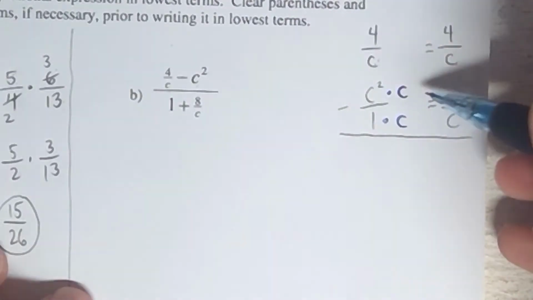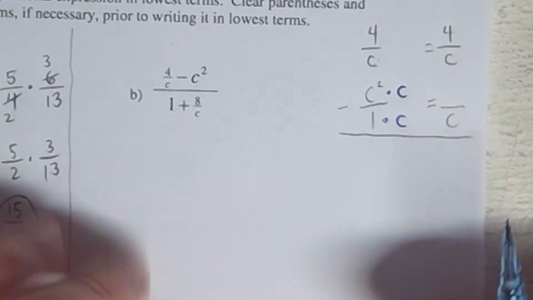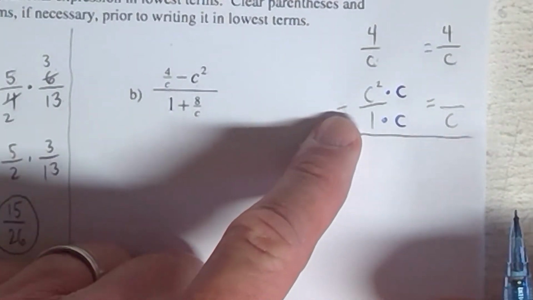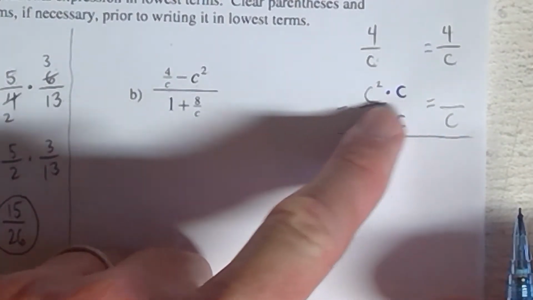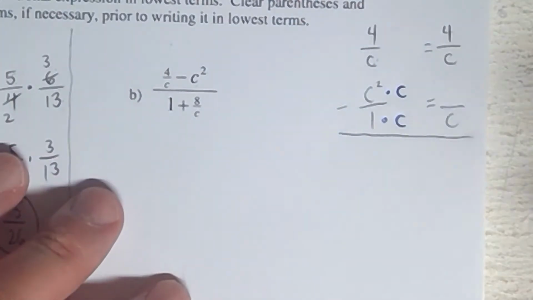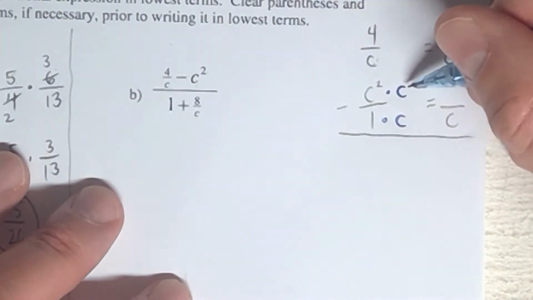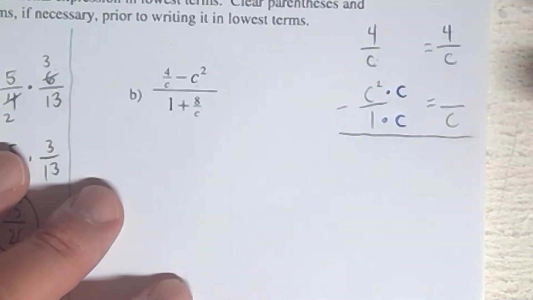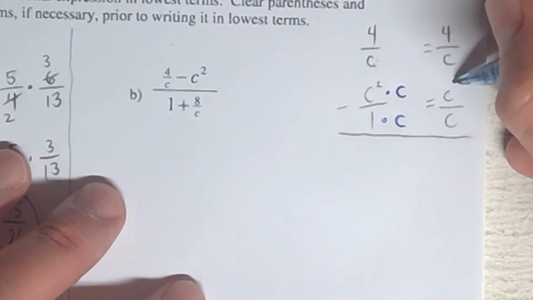So we multiply the top by that same thing, C. And again, remember, like we said in the last section, don't put the minus into the multiplication here. That's part of the subtraction step. So just do C squared times C, not negative C squared, but just C squared. And we get C to the third, don't we?